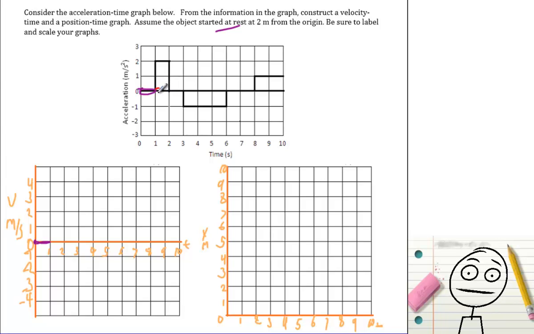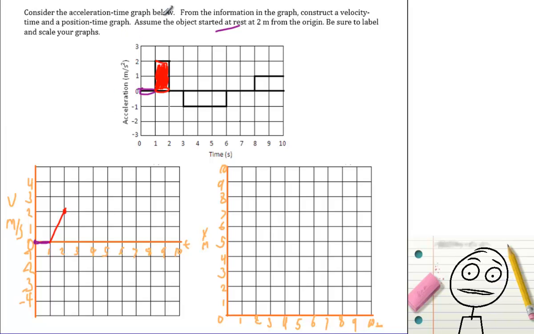My next time interval, from 1 to 2 seconds, there's two ways I can do this. Okay, I have a positive constant acceleration of 2 meters per second every second. That means after 1 second I need to be going 2 meters per second faster. That is, the slope of my velocity time graph is 2. The other way I can look at that is I can say, well, the area of this rectangle is 1 times 2, which is 2, and that means my velocity needs to get different by 2 meters per second in 1 second. Either way, I end up right here.